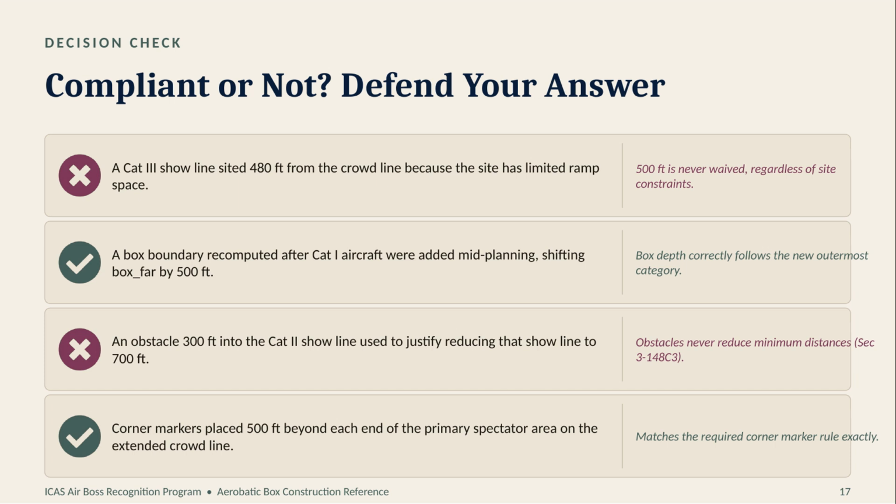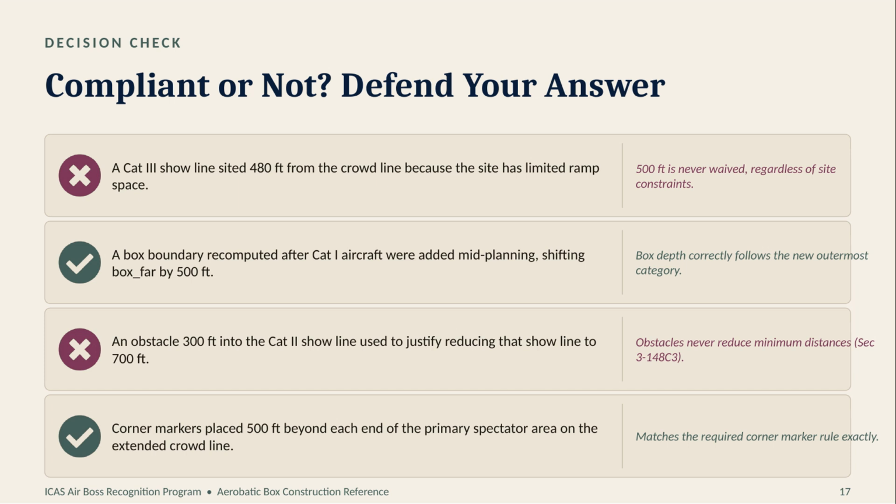Scenario 3. An obstacle sits 300 feet into the Category 2 show line, and that obstacle gets used to justify reducing the show line distance to 700 feet. Non-compliant. Obstacles never reduce a minimum distance. That's Section 3.148C3, the same principle you saw applied to the buildings in Figure 334 earlier. The obstacle has to be cleared or the show line has to move somewhere else, but the minimum itself doesn't shrink.